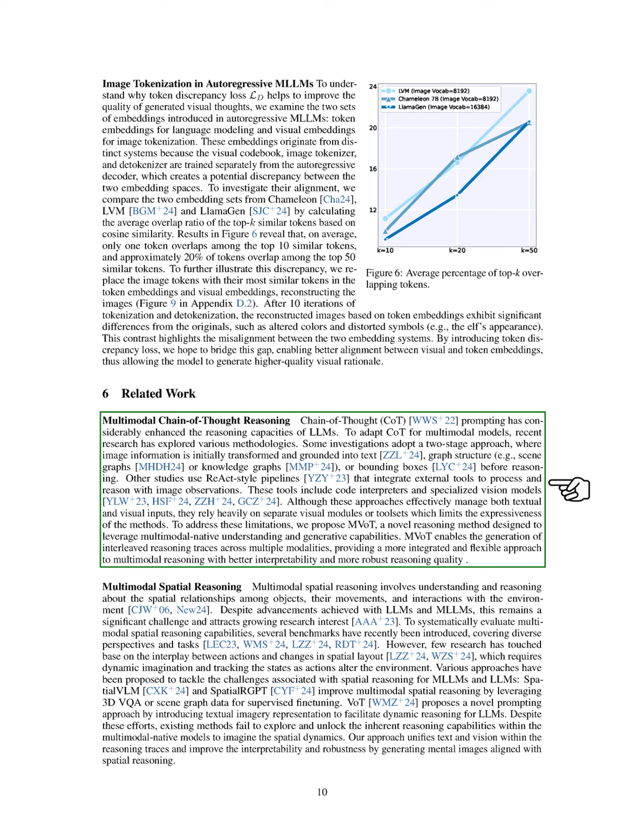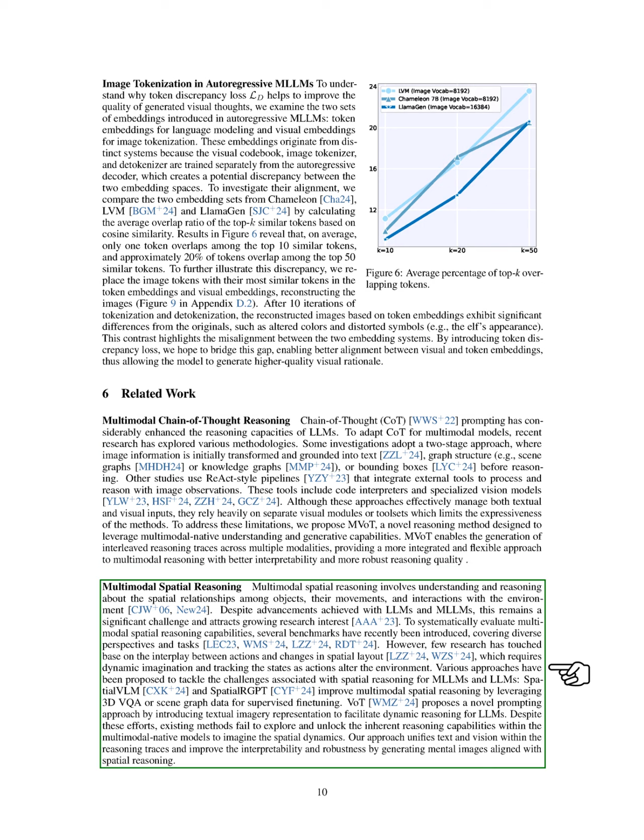MVoT allows for the generation of interconnected reasoning across different modalities, leading to a more cohesive and flexible approach to multimodal reasoning. In the realm of multimodal spatial reasoning, we focus on understanding spatial relationships among objects and their interactions with the environment. Despite progress with LLMs and MLLMs, this area remains challenging and is gaining more research attention. Recent benchmarks have been introduced to evaluate multimodal spatial reasoning, but few studies have examined how actions affect spatial layouts, which requires dynamic imagination and state tracking.